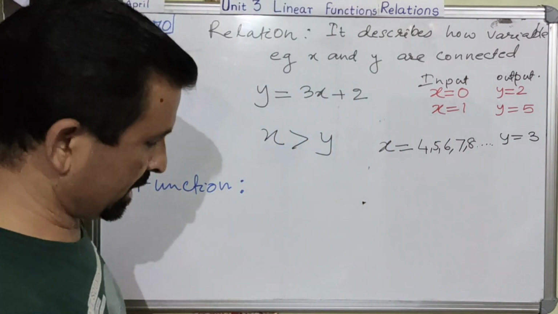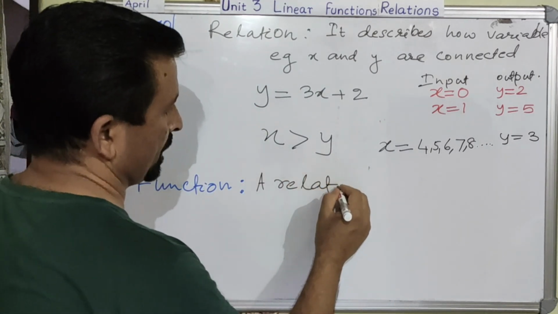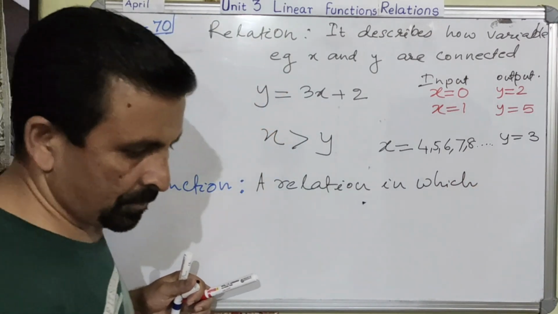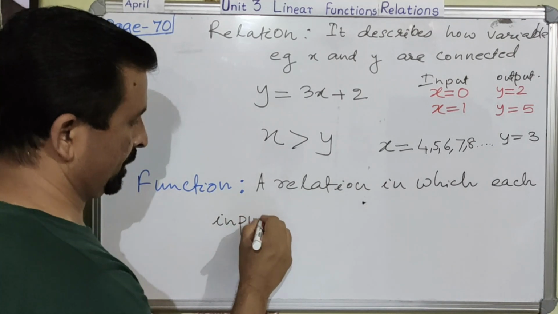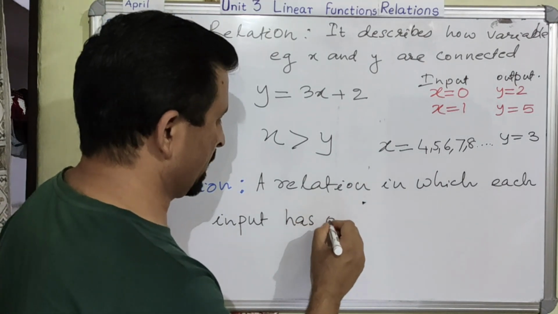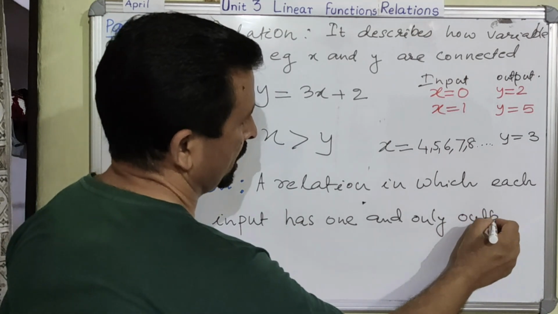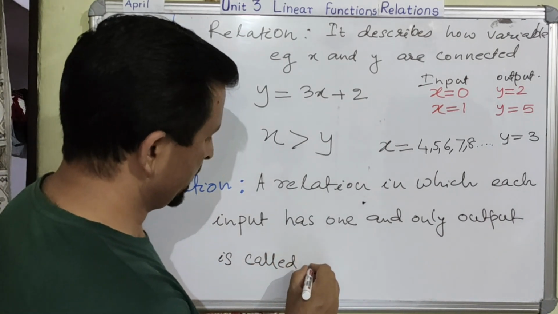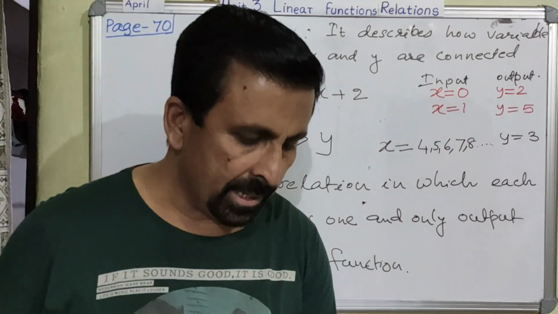Are you getting it? Now if I write the definition: a relation in which each input has one and only one output is called a function. Is it very, very clear?